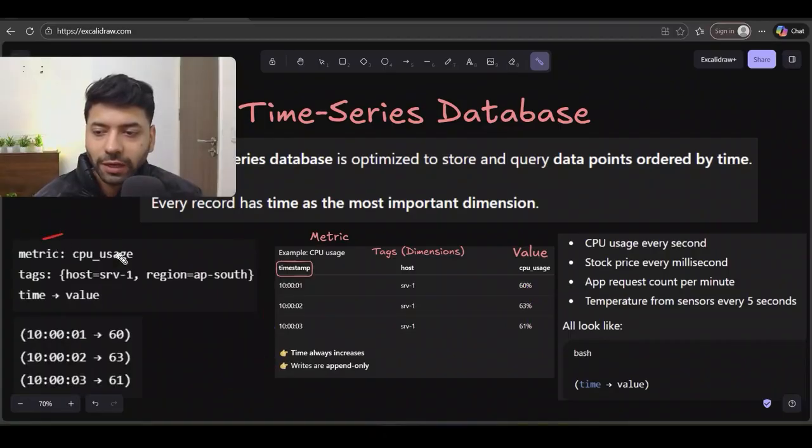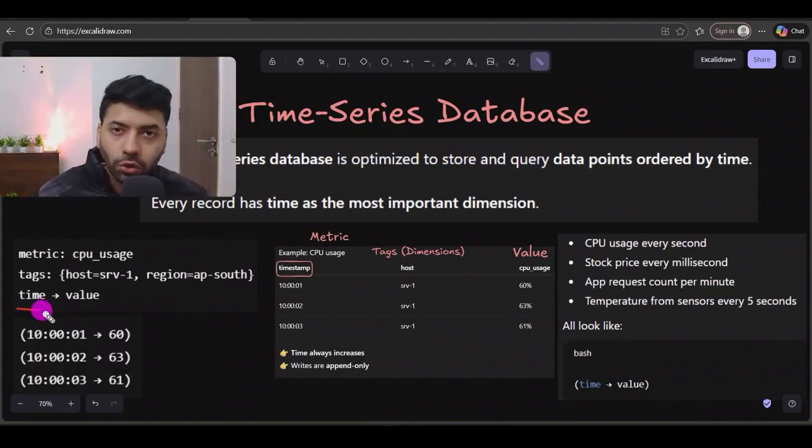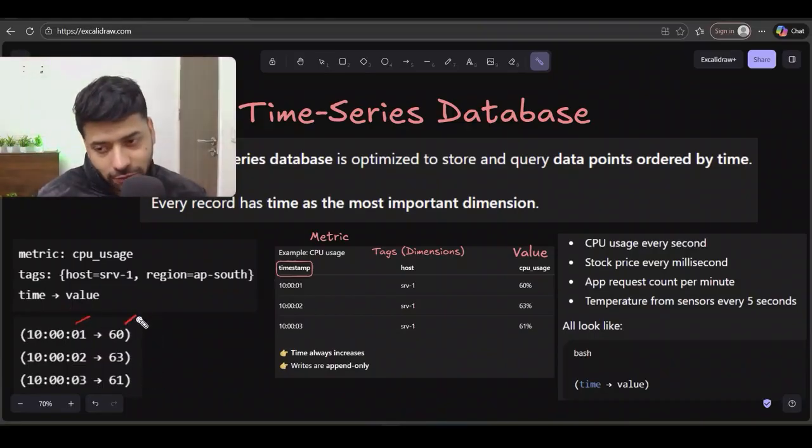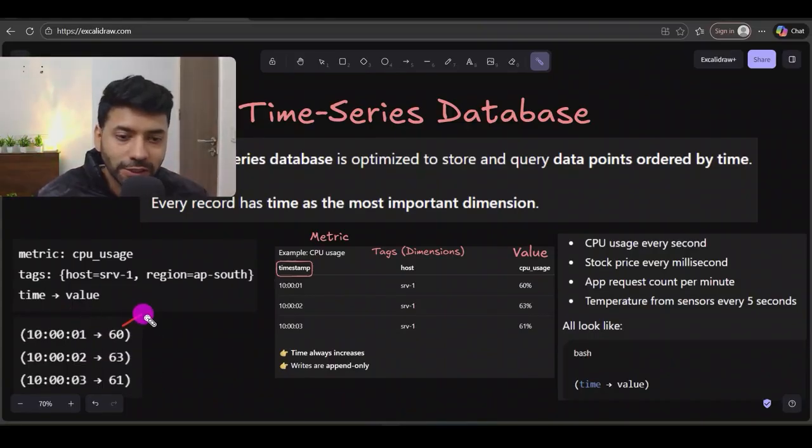You can see we have the metric as CPU usage. We have tags like host, server 1, and region, which provides the information of the region. And then you have the time. Corresponding to time you store the value. For example, we have this data, so it appears something like this is the time, this is the value. So at second 1 we have 60 as a value, second 2 we have 63 as value, and second 3 we have 61 as value.